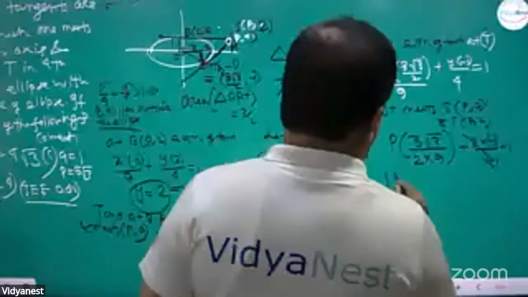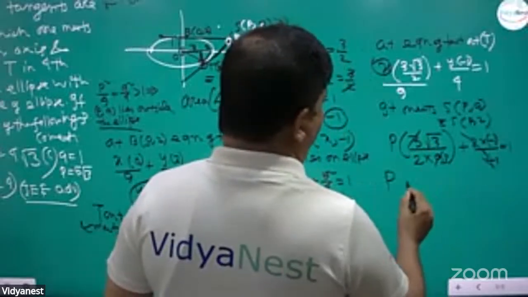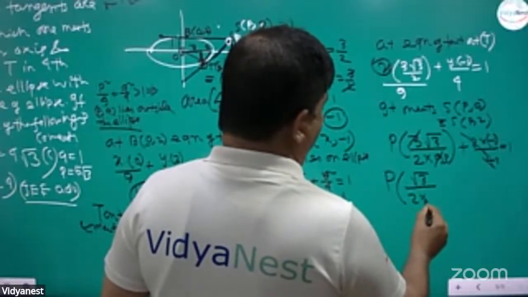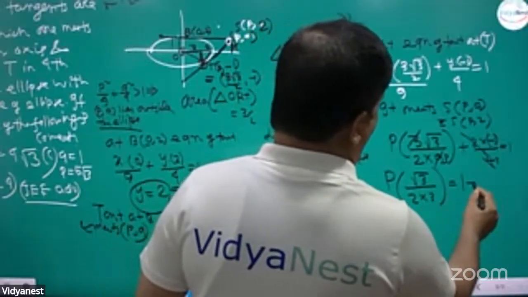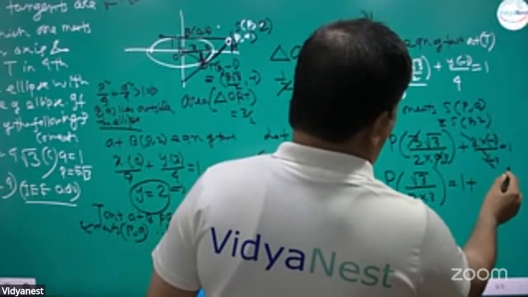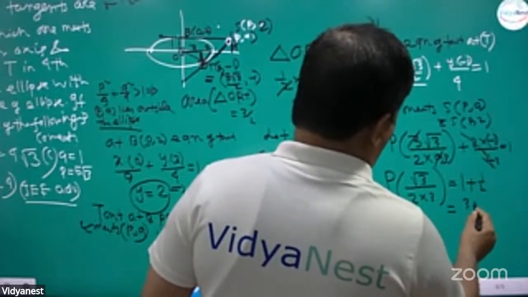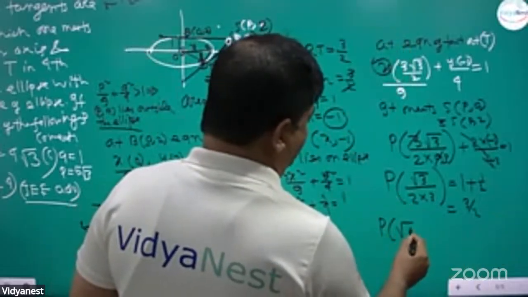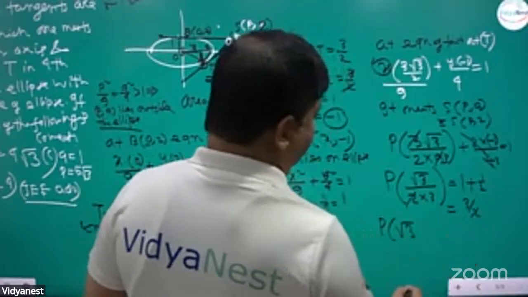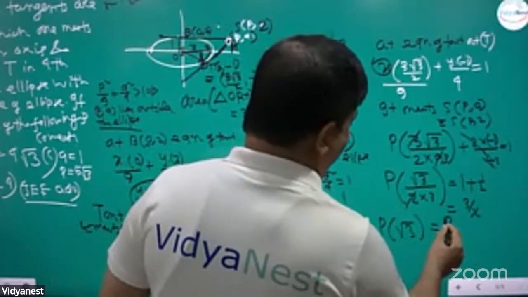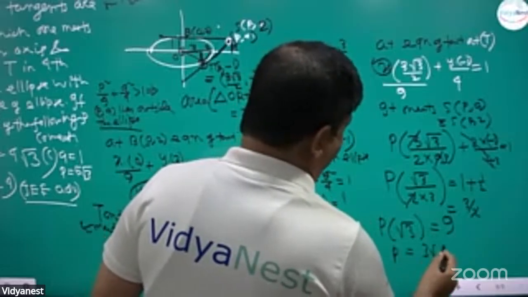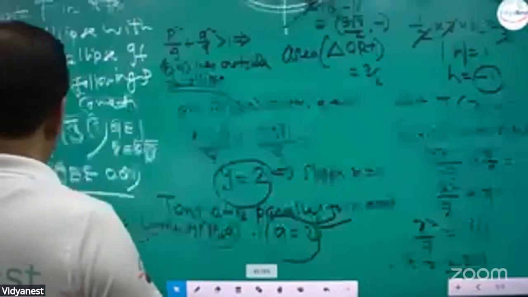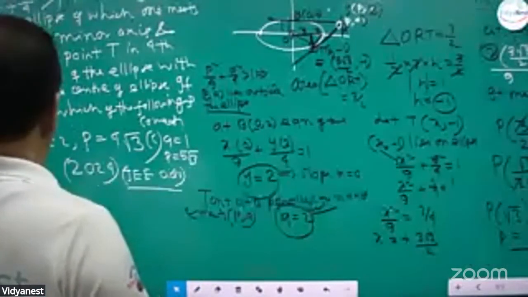So 3 will get cancelled. P root 3 by 2 into 3, 2 into 3 is equal to 1 plus half, that is 3 by 2. So P root 3, 2 will get cancelled. P root 3 is what? 9. P is 3 root 3, Q is 2. So what is the option matching here?